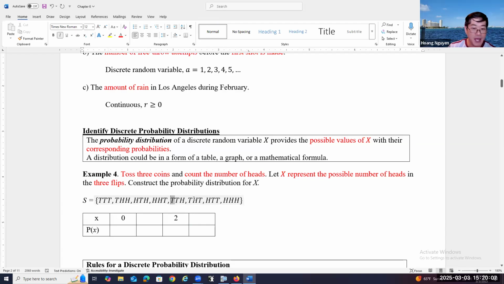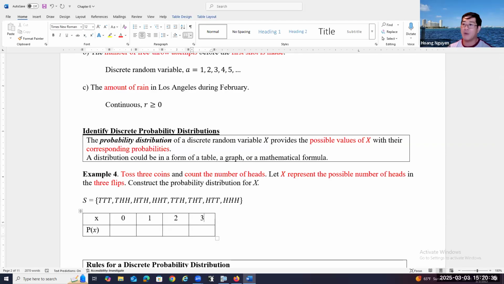Now I'm going to take a look at the next group of 3 outcomes right here. When you take a look at each individual outcome, how many heads do we have in each of the possible outcomes? This gives you 1 head, right? So in each of those outcomes, they give you exactly 1 head. And then for the last case, we can see this outcome gives you exactly 3 heads, okay?